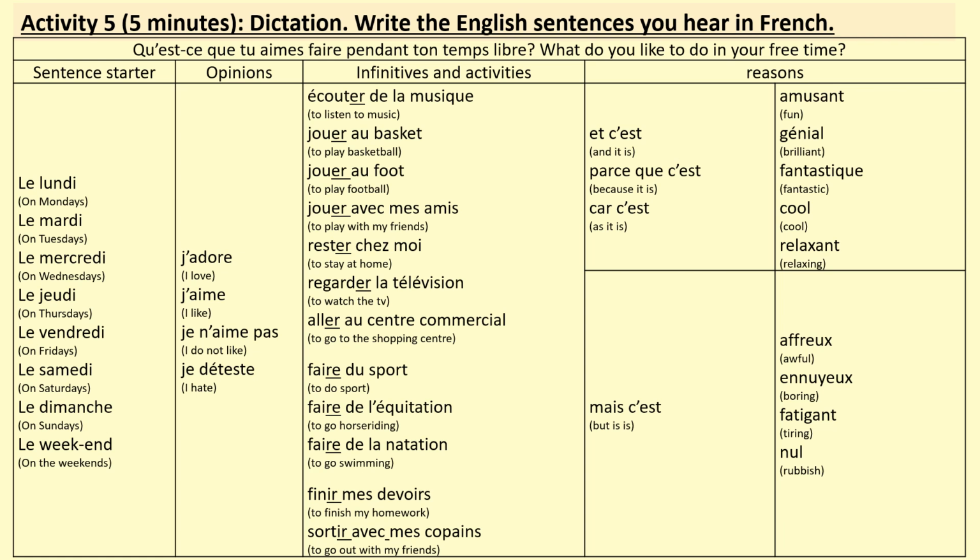So the first sentence is: le mardi, j'aime jouer au foot parce que c'est cool. Le mardi, j'aime jouer au foot parce que c'est cool. Pause the video after each sentence that I say to write the English, and then press play again to hear the second sentence.